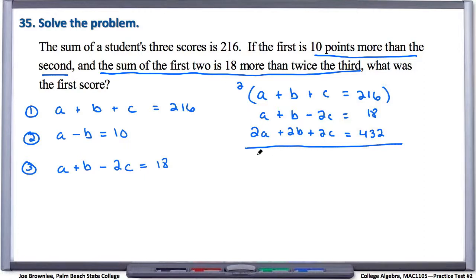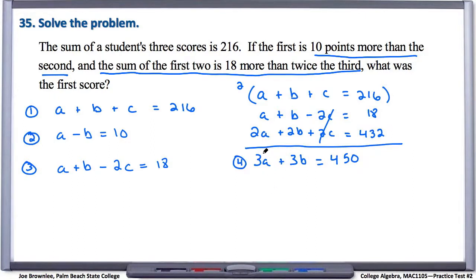So A plus 2A is 3A. B plus 2B is 3B. The C's go away. And now we're left with 18 plus 432 gives us 450. And now this new equation that we've just come up with, let's go ahead and label that equation 4.